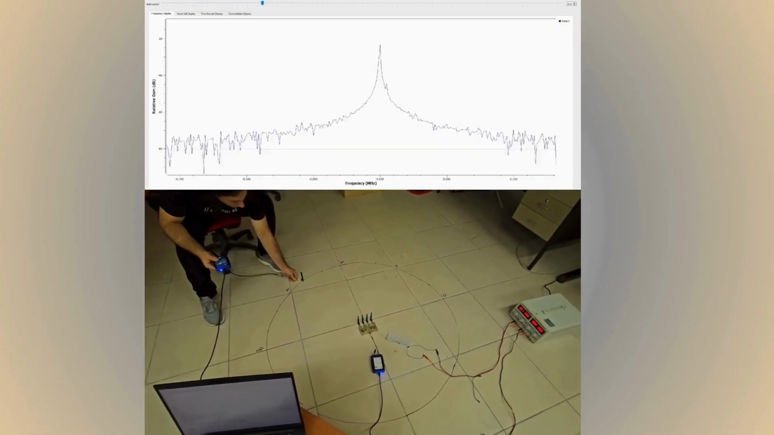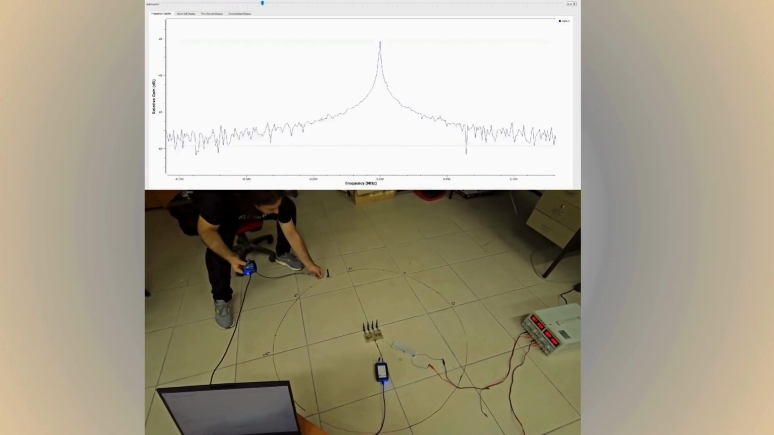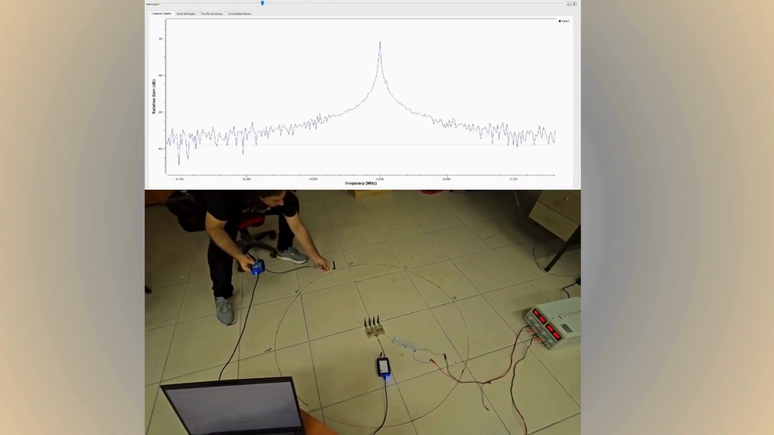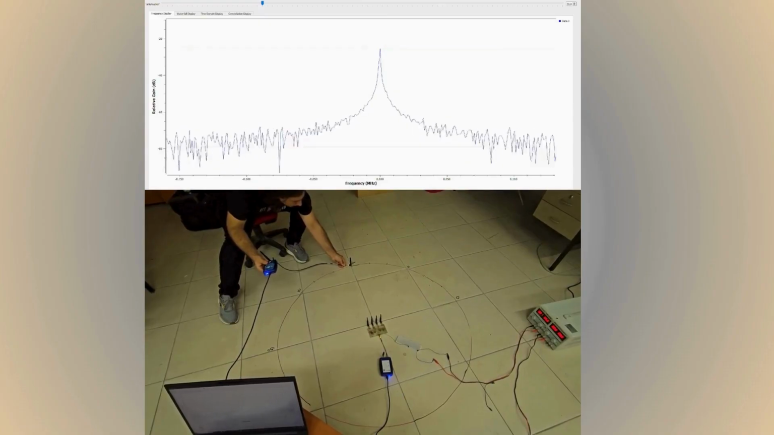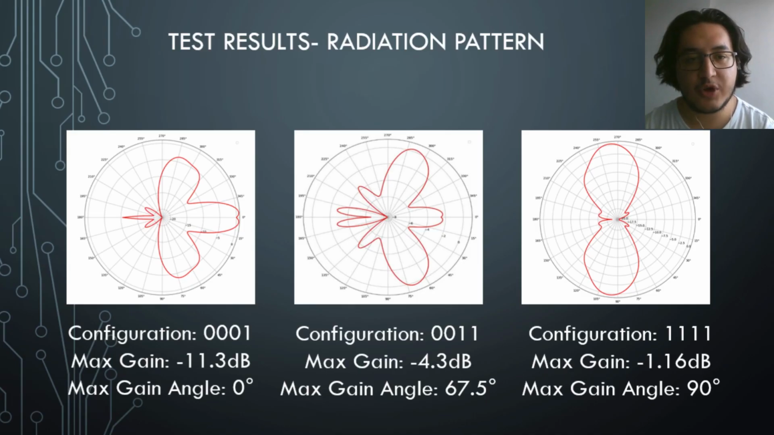By opening and closing the PIN diodes in specific configurations, we observed the beam steering capability. In our measurements, we observed a maximum gain of -11.3 dB with the main lobe directed at an angle of 0 degrees at the 0001 configuration. At the 0011 configuration, we observed a maximum gain of 4.3 dB with the main lobe directed at an angle of 67.5 degrees.